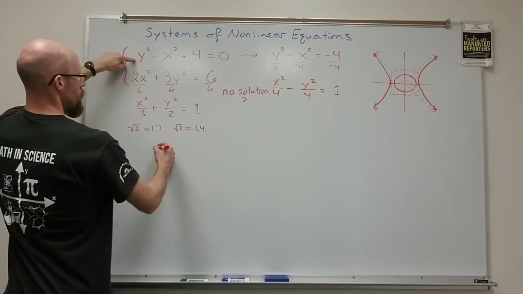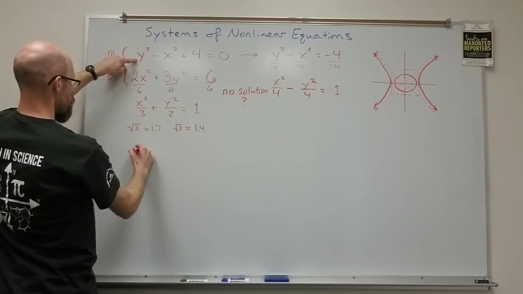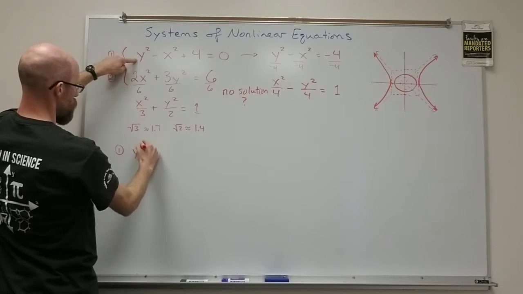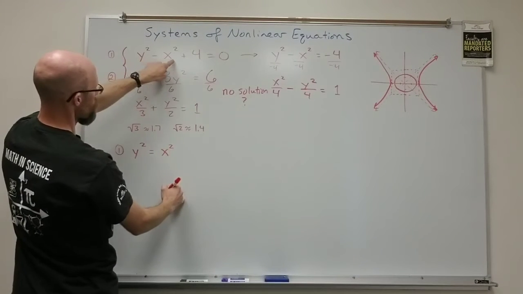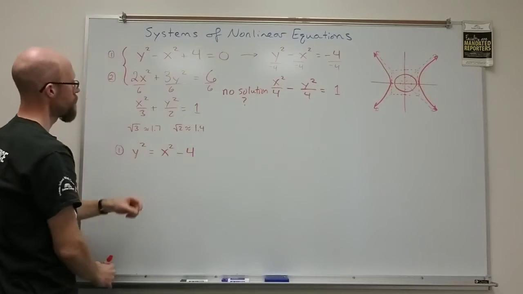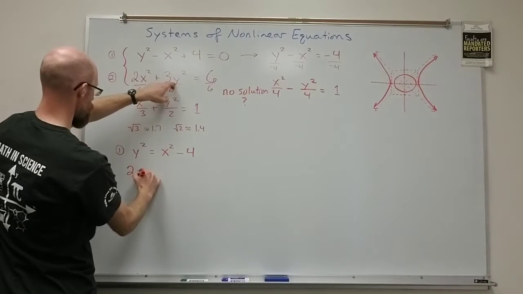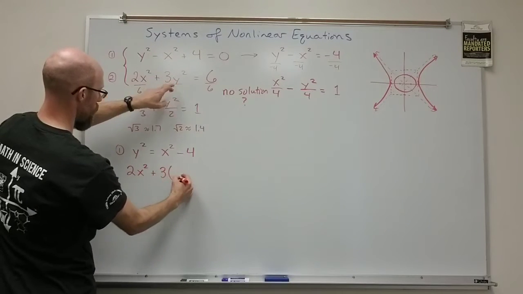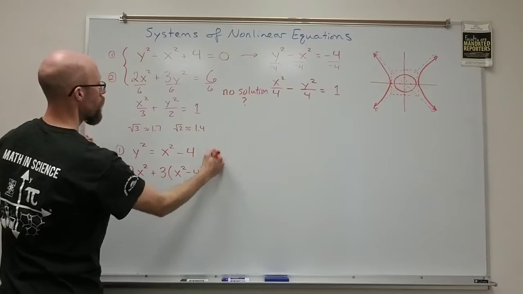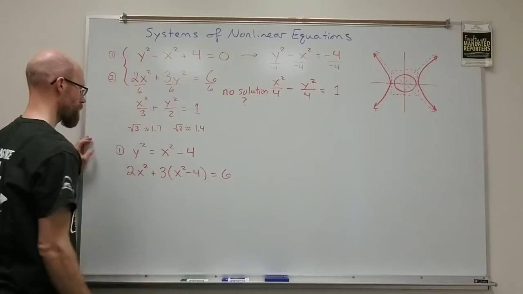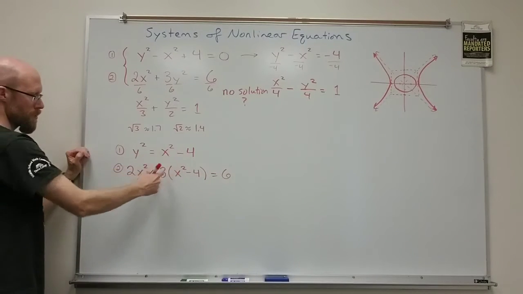So on equation 1, let's solve for y squared. So equation 1, I'm going to have y squared equals, if I add x squared to both sides, I get x squared. Subtract the 4, I get a minus 4. And then I substitute those in for the y squared here. So I get 2x squared plus 3 times this quantity. Instead of y squared, I have x squared minus 4 equals 6. So that's equation 2 with the substitution.